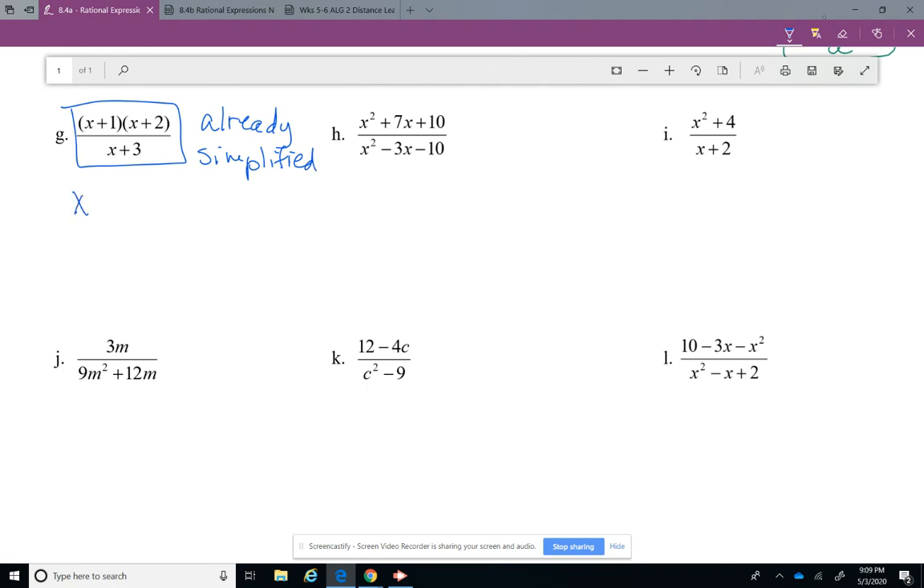All right, so the restriction is that x cannot be -3, because if x was -3, that would make the denominator 0, and that wouldn't be a number. Anything over 0 doesn't make sense. You can't have something out of nothing.